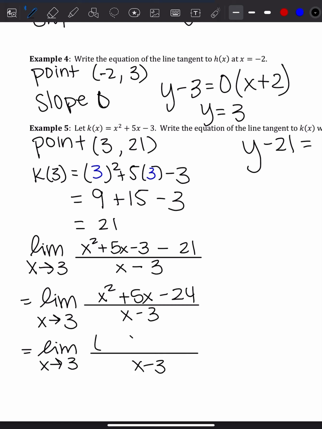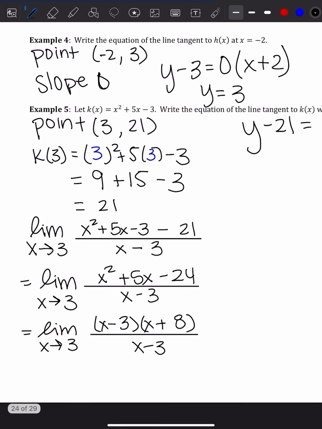In the numerator, I have an x and an x, to multiply to get to negative 24 and add to get to positive 5. So my bigger number is going to be positive. My smaller number is going to be negative. When I look at this, 8 times negative 3 gives me negative 24, and 8 minus 3 gives me 5. So these are my factors.